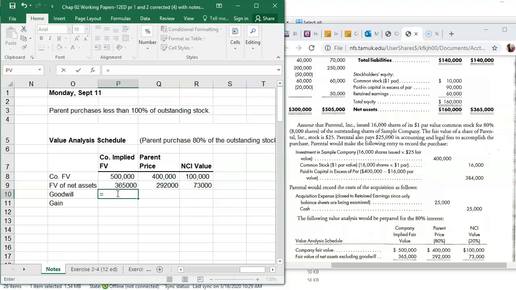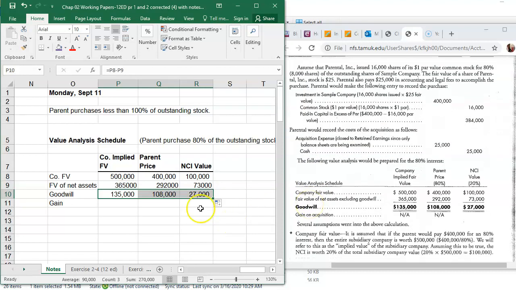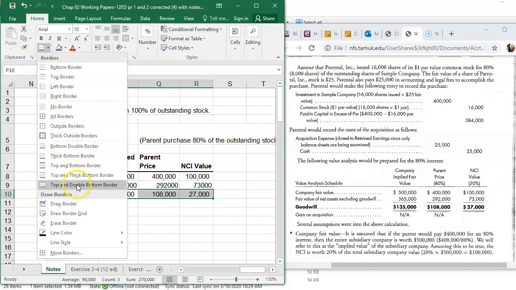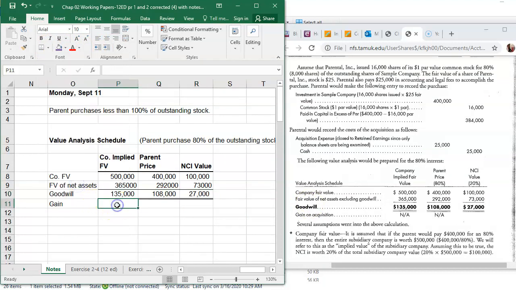And then you do the company fair value minus the fair value of the net assets, and you get the goodwill. And you can just carry that on across. And we did not have a gain, so they just like to put in a.